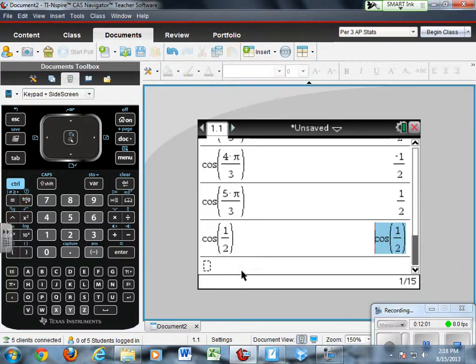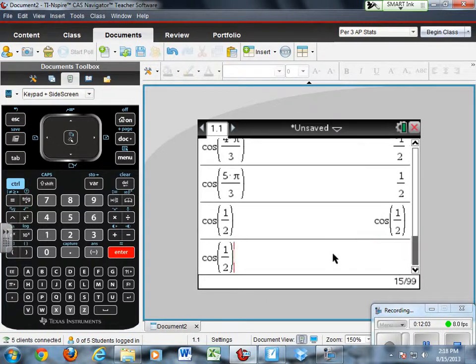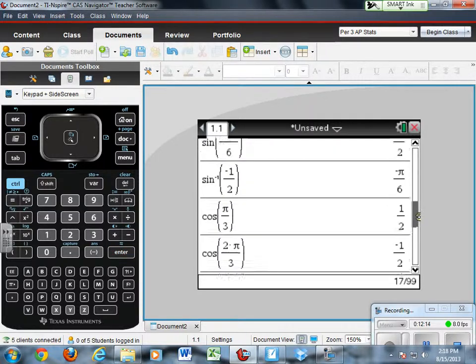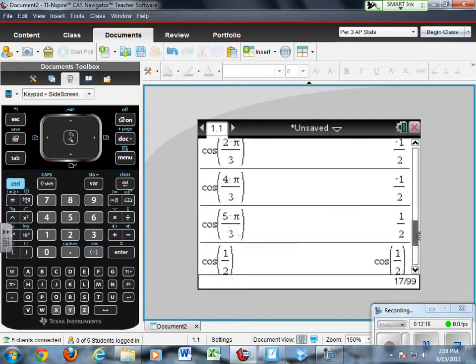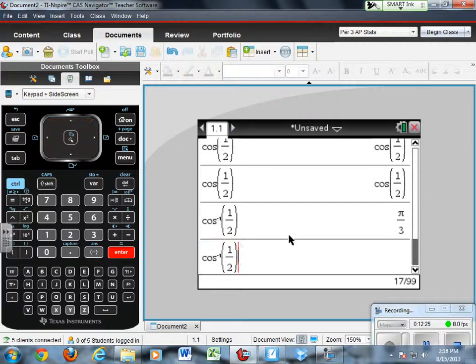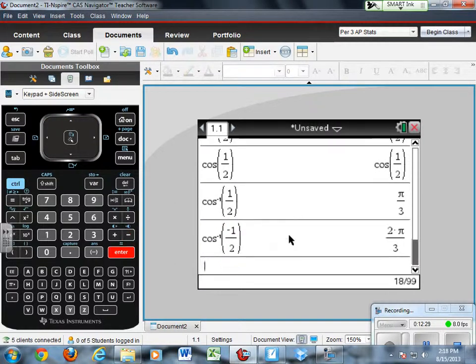Inverse cosine, oh, sorry, little calculator issues here. Inverse cosine of 1/2, that gives me pi over 3. So that takes me back to the very first value I did. Cosine of pi over 3 is 1/2. Inverse cosine of 1/2 is pi over 3. So you can fill that in. Now let's do inverse cosine of negative 1/2 and see which of the angles I get. I get 2 pi over 3.